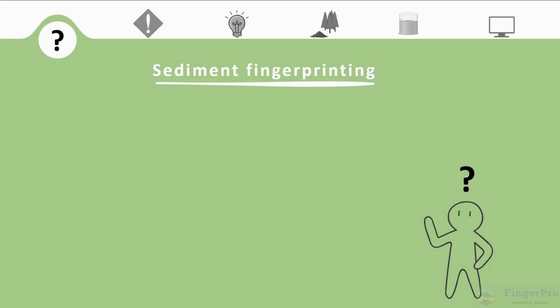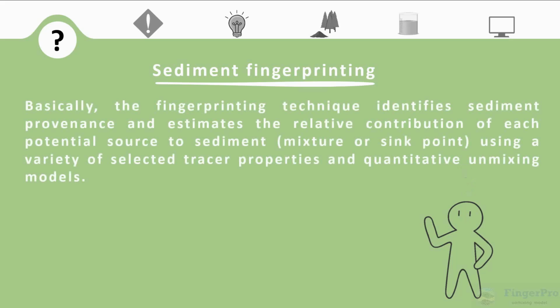First of all, let's take a look at what it is and what it does. Basically, the fingerprinting technique identifies sediment provenance and estimates the relative contribution of each potential source to sediment, which could be a mixture or sink point, by using a variety of selected tracer properties and quantitative unmixing models.